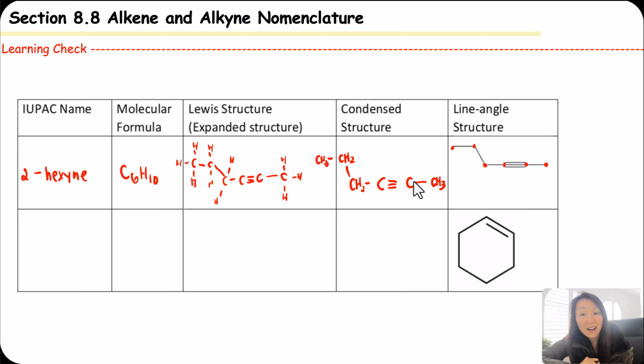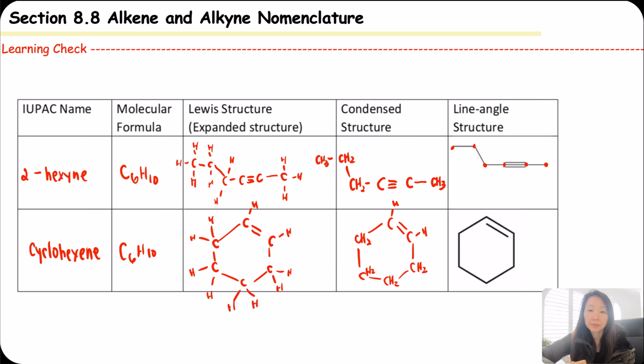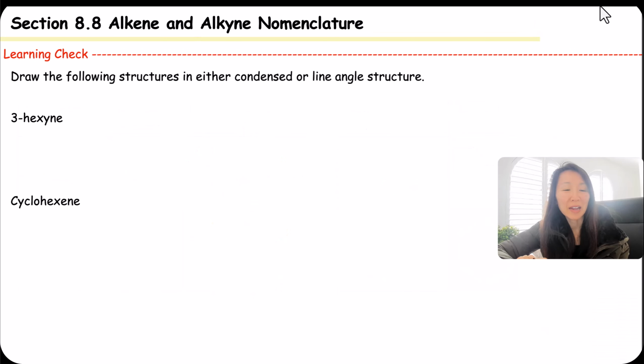Try the next one. This is not an alkyne, but it is something that I think you can handle. So here is the key. All right, let's keep going. Go ahead and try this on your own. I'm giving you the IUPAC name. So now you're going to either put it in a condensed or line angle structure. See if you could do it. Come back and check this video.